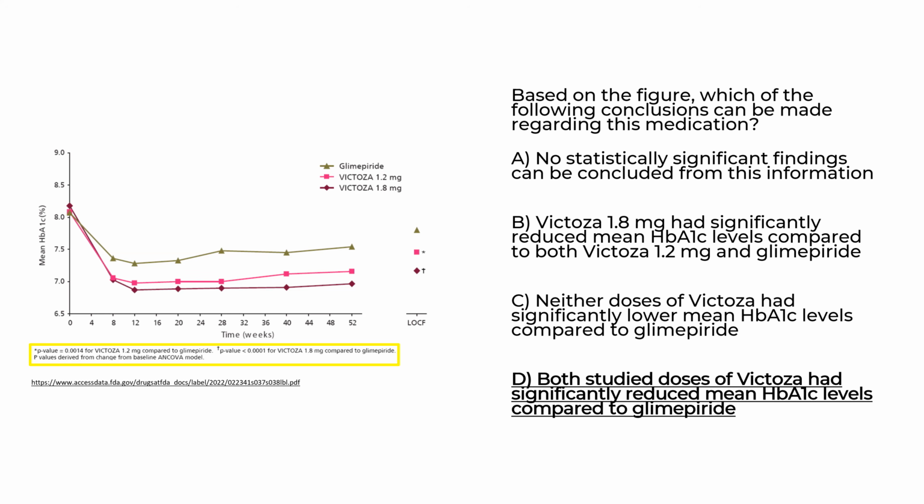And so even though the pink has an asterisk and the purple has a different demarcator, they actually were both significant for this case. So A is wrong because you can significantly conclude information. B is incorrect. Both 1.8 and 1.2 milligrams of Victoza are only compared to the reference group, which is glimepiride. That's essentially the control group in this case. You're not comparing 1.8 to 1.2, so that's not what this test is describing, and that's why B is incorrect.